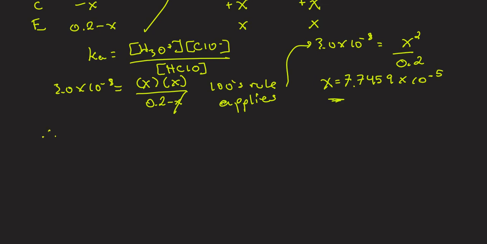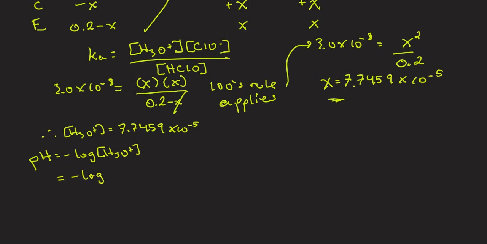Therefore, because we've figured out what x is, we now know what the concentration of hydronium is: 7.7459 times 10 to the minus 5. Okay. Now we can plug that into our pH. So pH is equal to the negative log of the concentration of hydronium. So negative log of, we know what the concentration of hydronium is, 7.7459 times 10 to the minus 5.